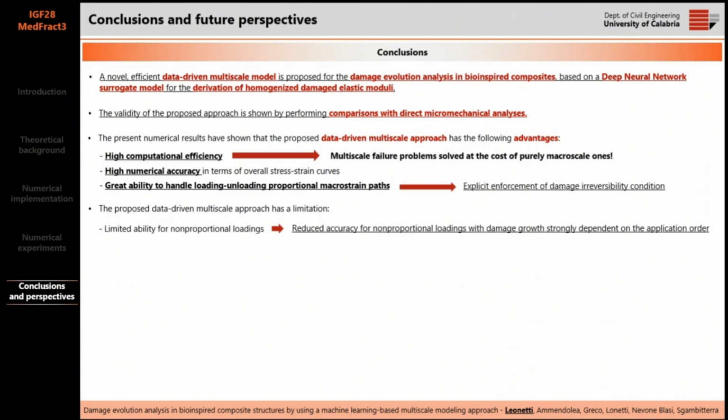So, in summary, the present results have confirmed that the data-driven multi-scale approach has some advantages. First of all, high computational efficiency. I didn't report the computational times, but we can say that multi-scale failure problems are solved at the cost of purely macro-scale ones, without requiring a repeating unit cell analysis. High numerical accuracy. I have already shown you the overall stress-strain curves, but also the great ability to handle non-proportional macro-strain paths. This is due to the explicit enforcement of the damage reversibility condition by virtue of the proposed stress update algorithm.